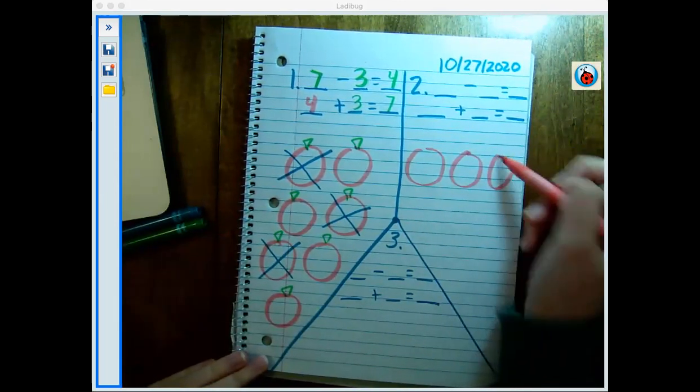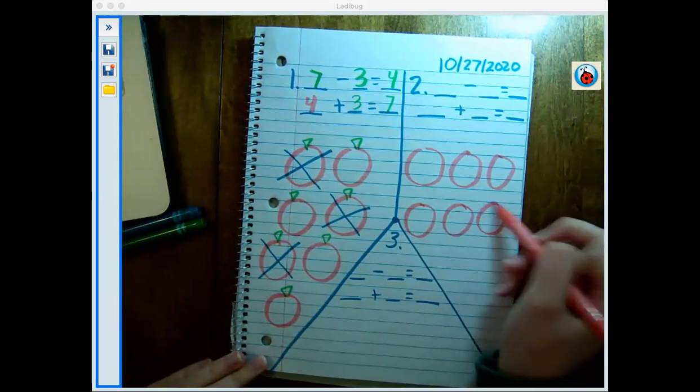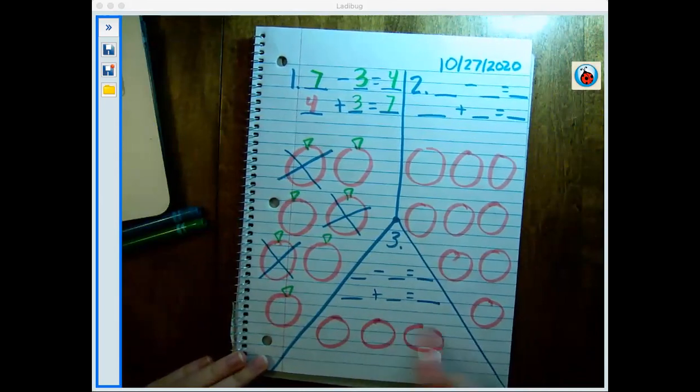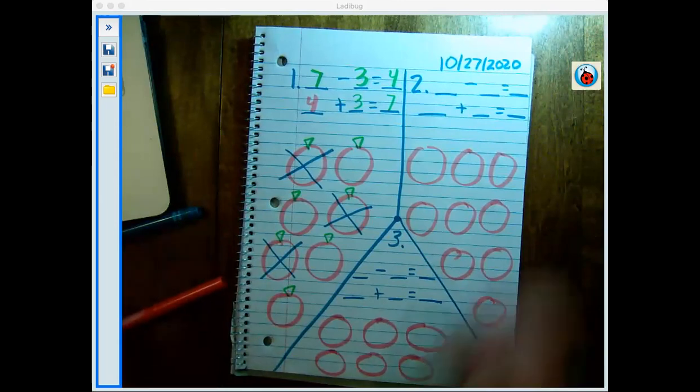So that way you can solve the rest of the problems.